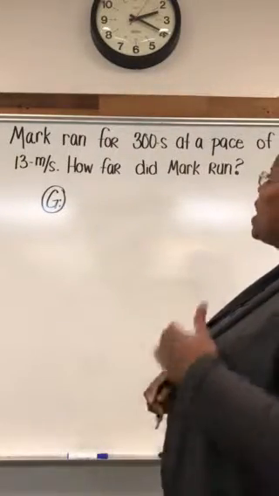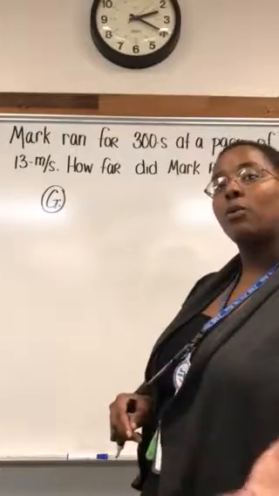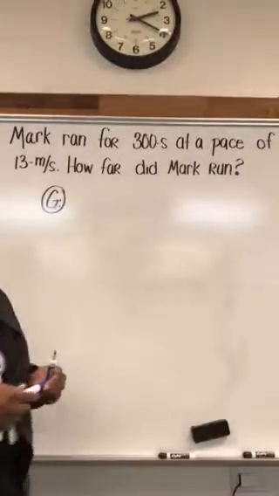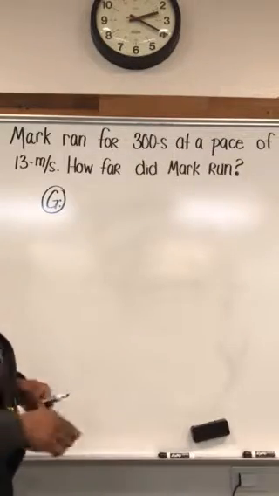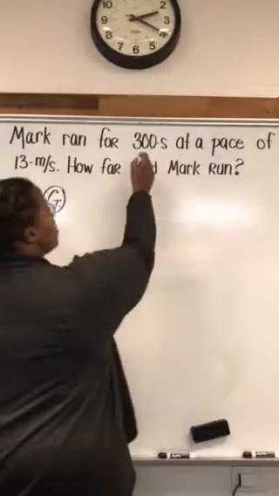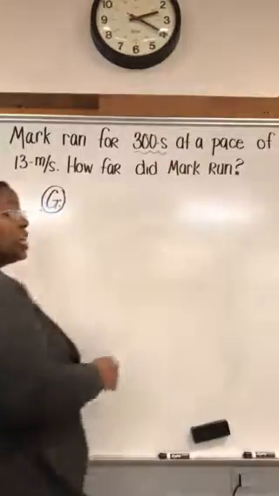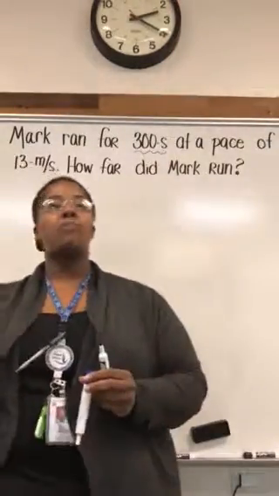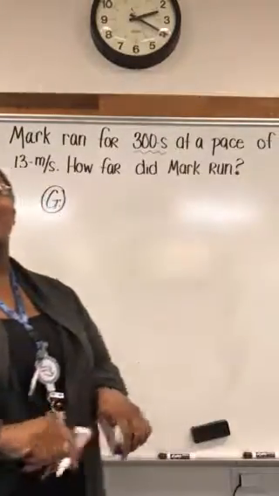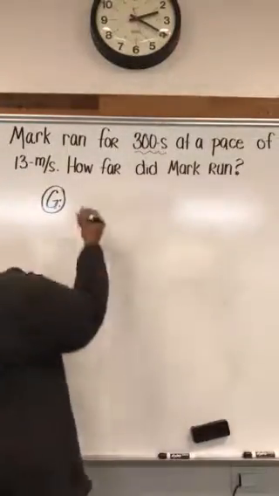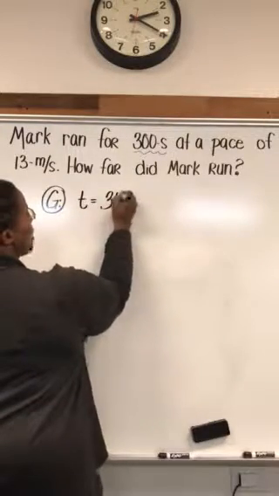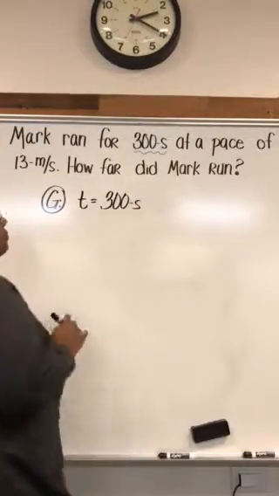So the example problem we have says, Mark ran for 300 seconds at a pace of 13 meters per second. How far did Mark run? Well, if we look at it, we're going to do given information. So what did the problem tell me? Mark ran for, I've come to a number, and it's 300 seconds. In physics, anything that's measured in hours, minutes, or seconds is also going to be a measurement for time. So next to my letter G, I'm going to put t equals 300 seconds.